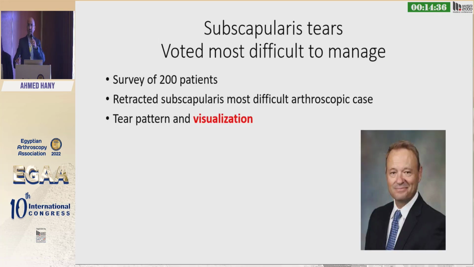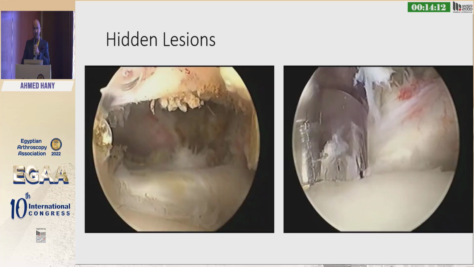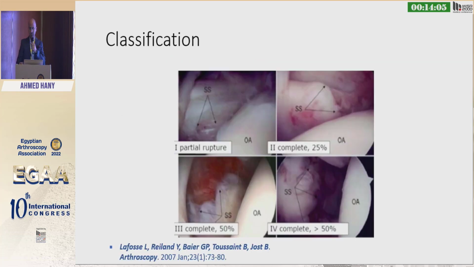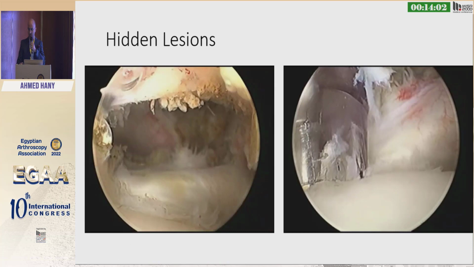So I think we'd all agree, with this survey by Dr. Takish, that retracted subscap tears are the most challenging arthroscopic part of rotator cuff repair. It needs a lot of experience to identify the tear, release it, and repair it back into place. It is a hidden lesion. Most of the subscap tears are small pasta tears.